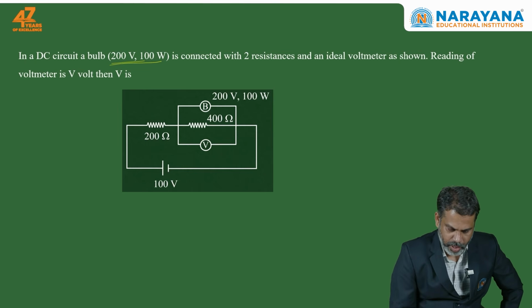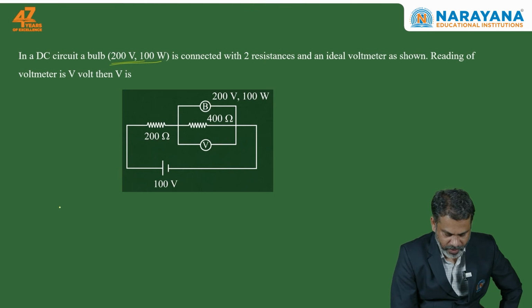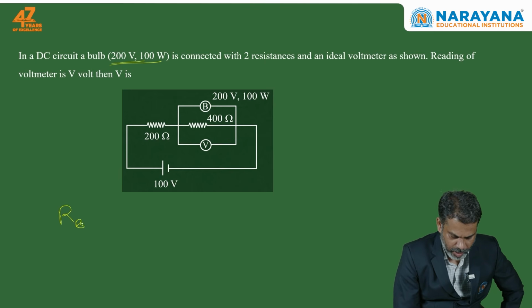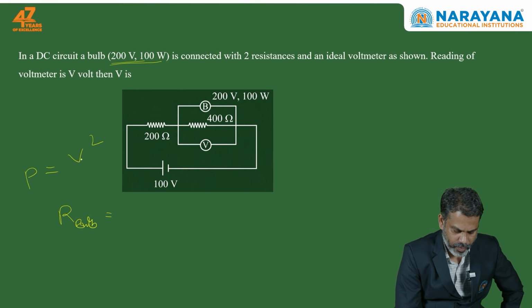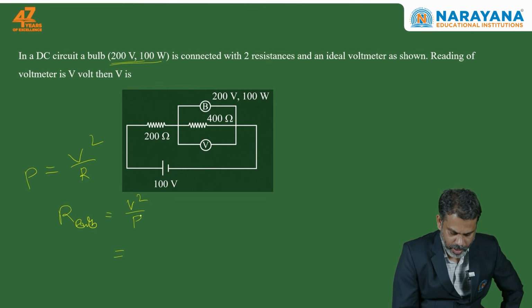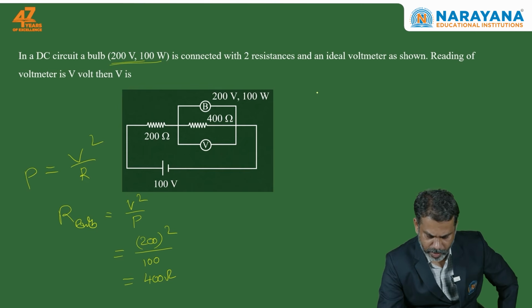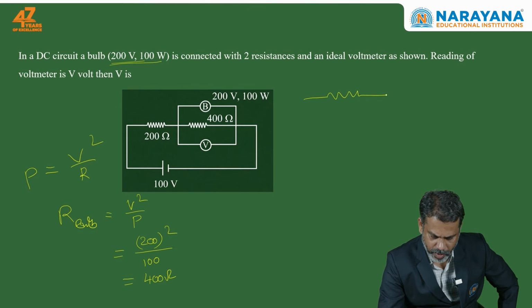If you remember, from the specified voltage and wattage, the resistance of the bulb can be calculated like this. From the formula, P is equal to V square by R, R is nothing but V square by P. V specified is 200 volt, power specified is 100, which gives 400 ohm. That's the resistance. So the bulb can be simply replaced by a circuit element, which is a resistance.